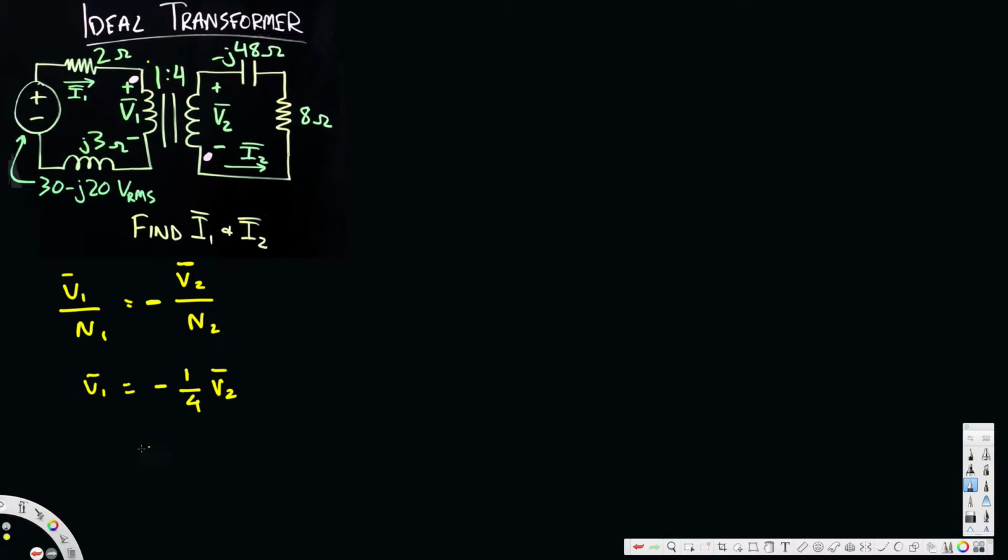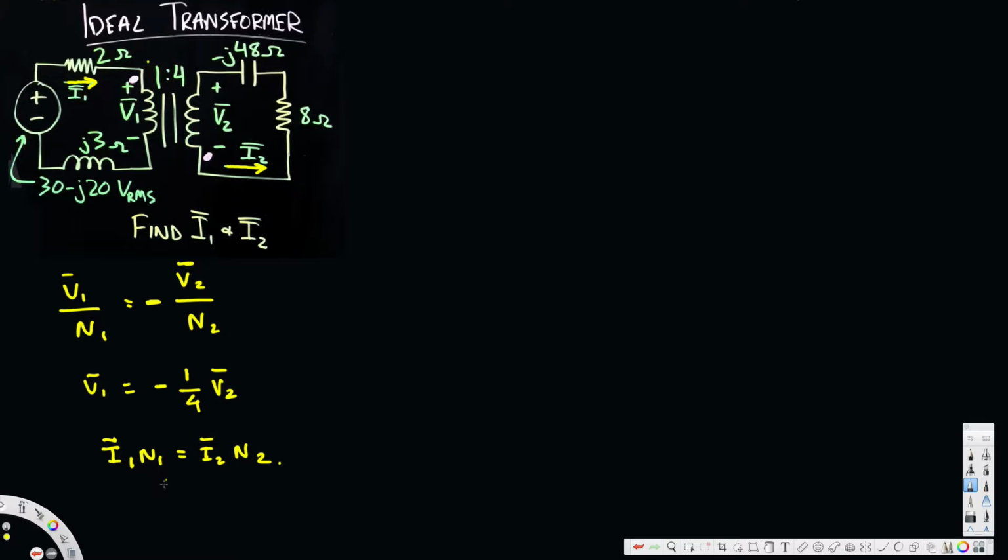Now we also have to know another relationship, that is I1 bar N1 is equal to I2 bar N2. To see whether these are positive, you have to look at the current direction. In the first circuit, the current is entering the dot, and in the second one, it's leaving the dot. If one is entering and one is leaving, it's positive. If both are entering, it's negative. If both are exiting, it's negative. That's the relationship between I1 N1 and I2 N2.